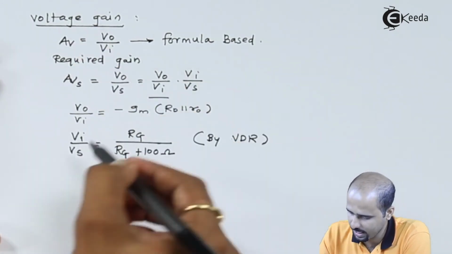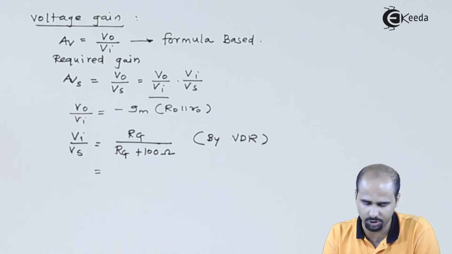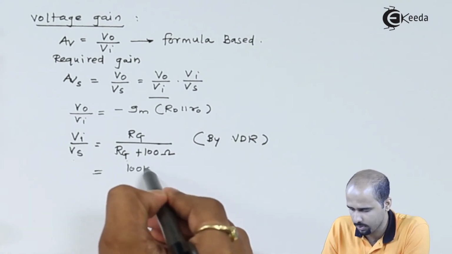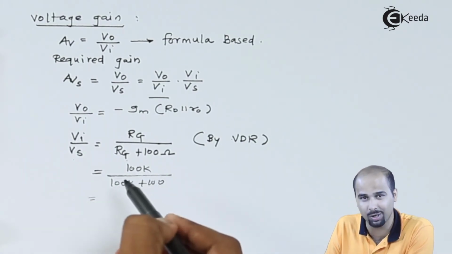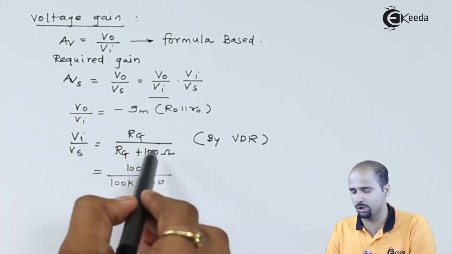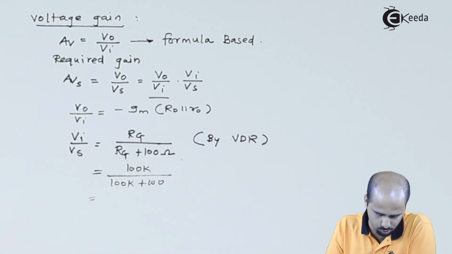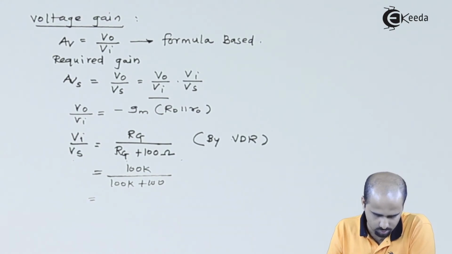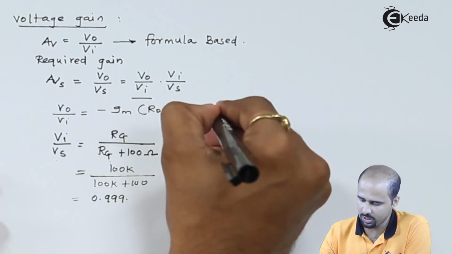Now just calculate this value. RG is equal to 100 kilo ohm, as mentioned. So 100k divided by 100k plus 100 will be nearly equal to 1 only. Even if we neglect this 100 ohm, it doesn't matter much in the calculation, right? Still, we calculate 100k divided by 100k plus 100, which is 0.999, obviously. So you'll have to multiply with this value.